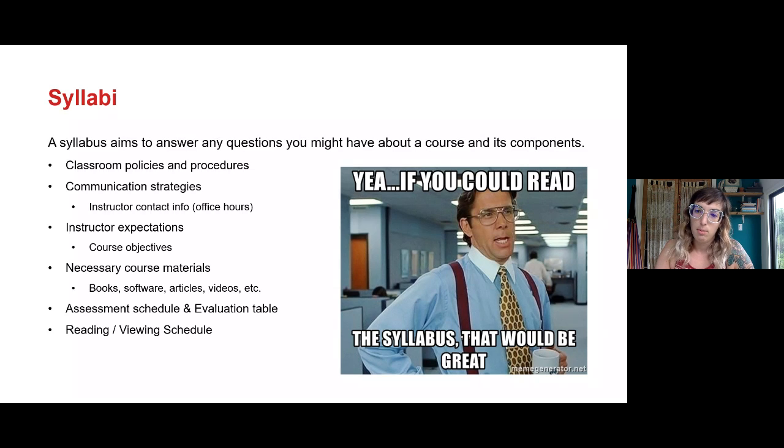The evaluation table is basically how much everything in the course is worth. So your midterm might be worth 20% of your overall grade. That information is going to be in your syllabus. And then the reading and viewing schedule. These last two items on this list are really what you need to be looking at in order to manage your time effectively.